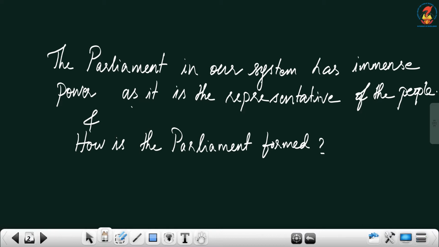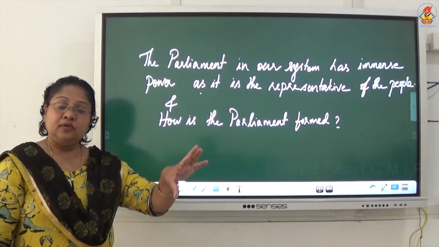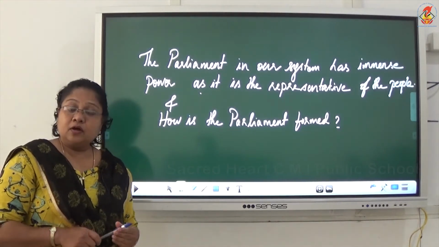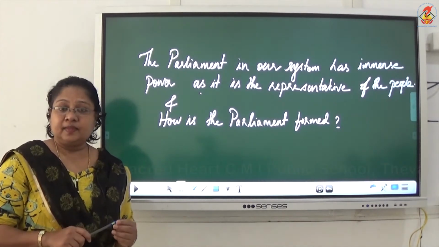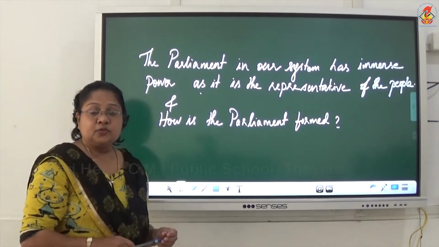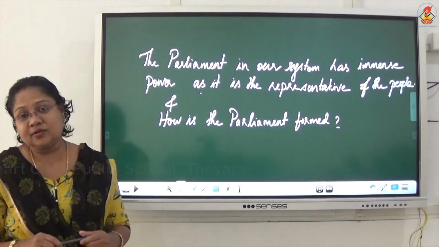Now, how is this parliament formed? For that purpose, the whole nation is divided into different constituencies. So, how many constituencies are there? The number of constituencies is equal to the number of seats in the Lok Sabha. So, how many seats are there in the Lok Sabha?